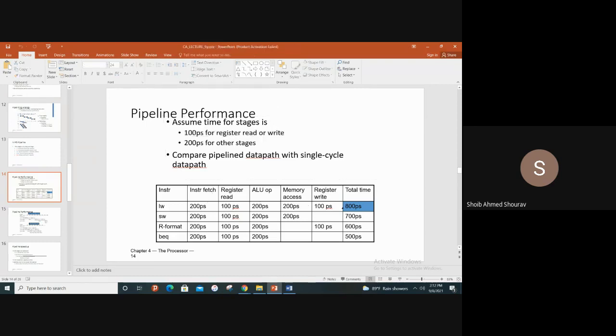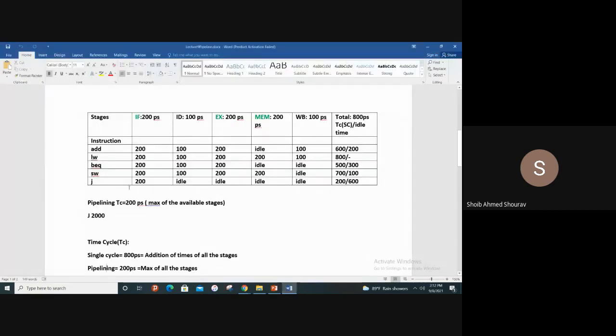Okay. Then for single cycle, we found this time. Load word takes 800, store word takes 700, all or most of the R-type instructions take 600, BEQ takes 500 picoseconds. And we found that jump takes 200 picoseconds. The jump takes 200 picoseconds and the other stages are idle. So for jump, 200 picoseconds it is working and 600 it is idle.